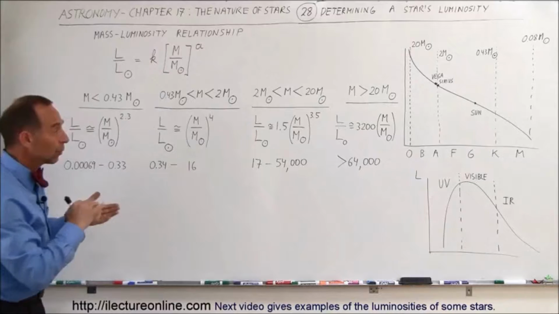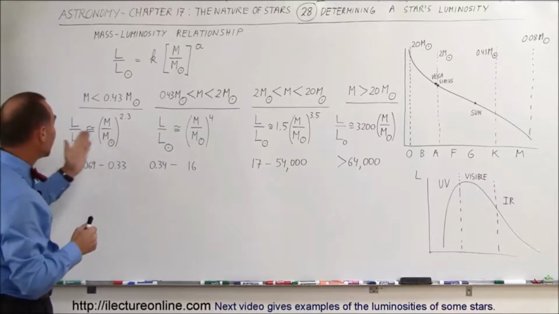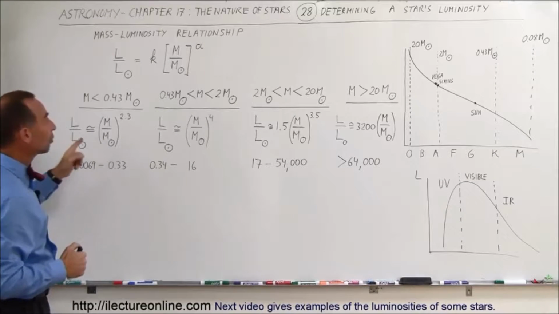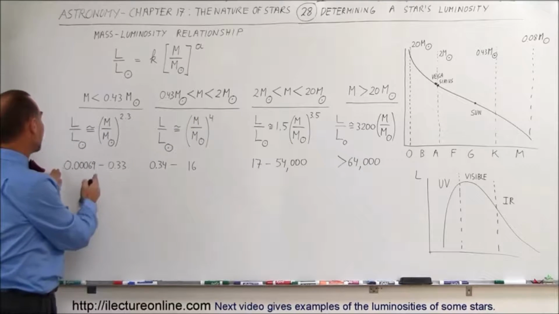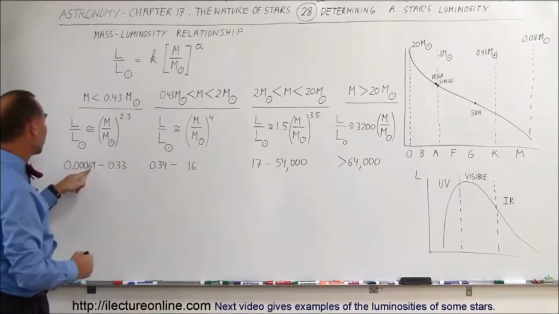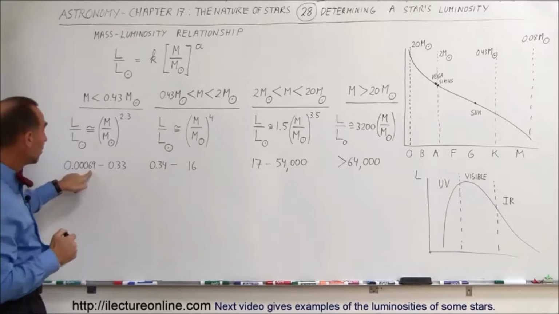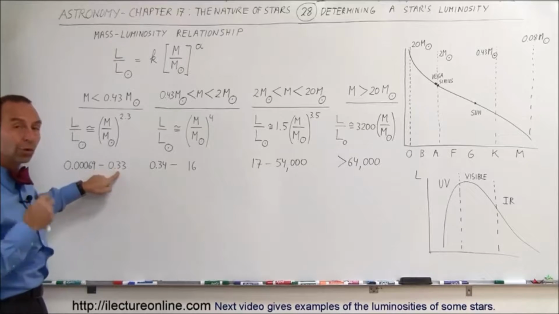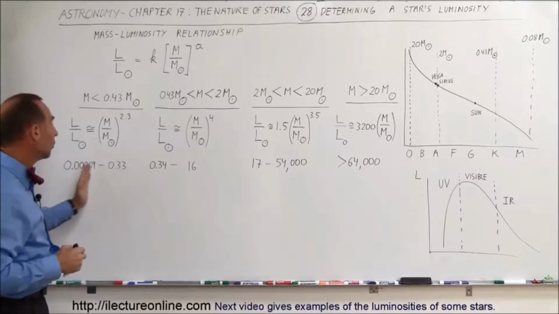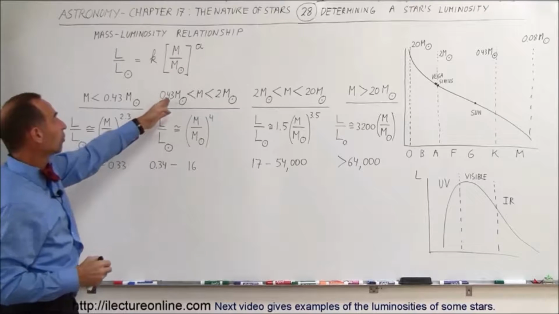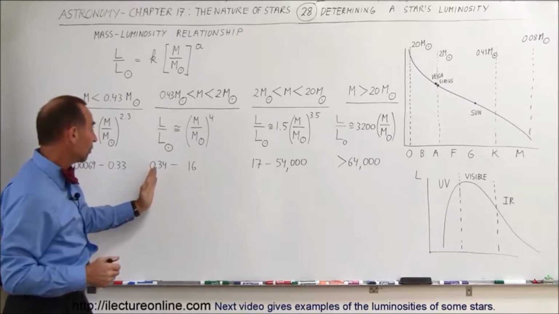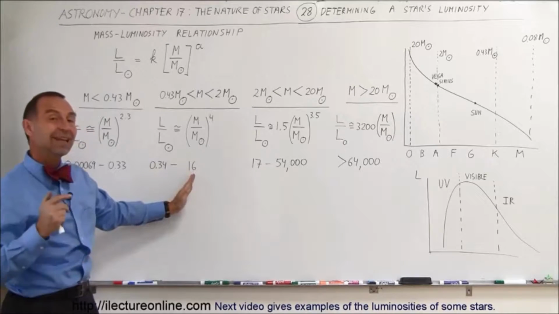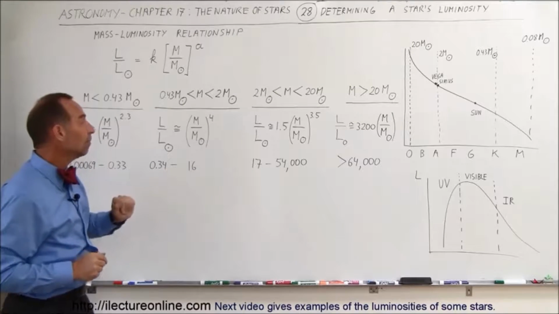Now what I've done is I've gone ahead and calculated it for the limiting cases. So we can see that going from 0.08 to 0.43 times the mass of the sun, that means that the luminosity is less than 1/1000 the luminosity of the sun to about 1/3 the luminosity of the sun within that range. For stars from 0.43 times the mass of the sun to 2 times the mass of the sun, the luminosity ranges from about 1/3 to about 16 times the luminosity of the sun.